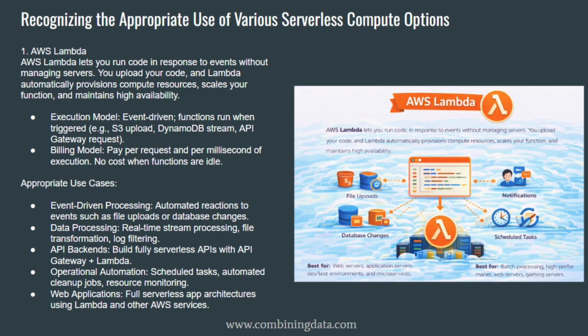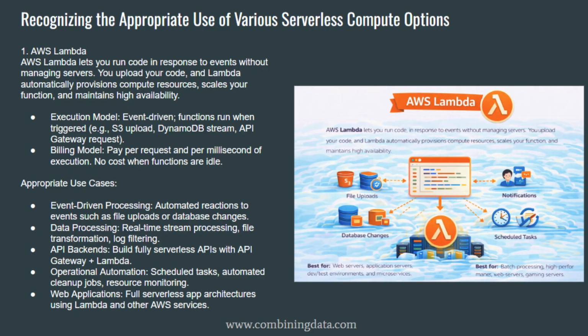1. AWS Lambda, event-driven serverless compute. Let's start with AWS Lambda. AWS Lambda allows you to run small pieces of code, called functions, in response to events, without provisioning or managing any servers. You upload your code, define what event should trigger it, and AWS handles everything else: scaling, execution, and availability. How Lambda works. Lambda is event-driven.